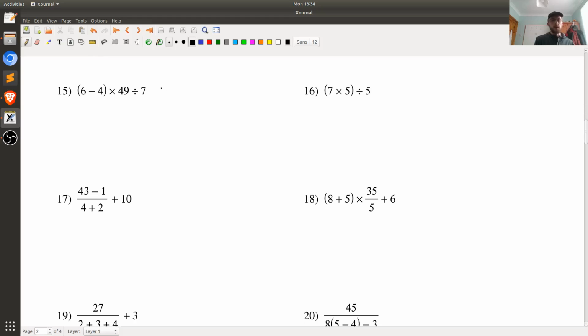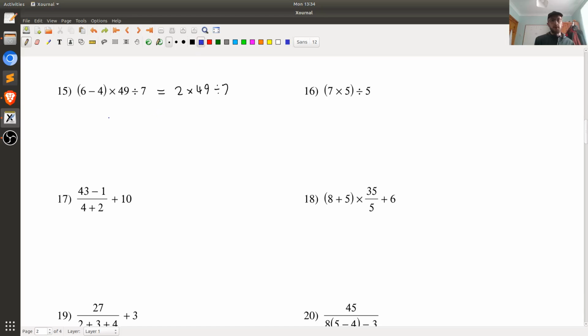Brackets, 6 take 4, that's 2. And now we can do multiplication first or division, as division and multiplication have equal priority when it's just them. And I'll show you that. So first I'm going to do the multiplication. In fact, I'm going to use different colors to show you that.